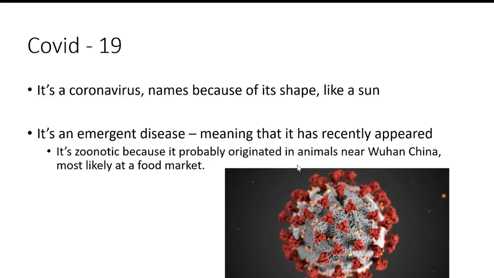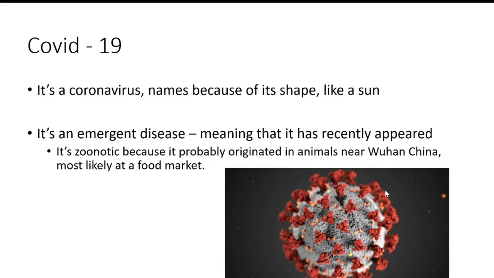Now let's talk about COVID-19. It's in a group of viruses called coronaviruses because they are shaped like the sun or a crown. We call it an emergent disease, meaning that it has recently appeared. It's zoonotic because it probably originated in animals near Wuhan, China, most likely at a food market. Most viruses that impact humans have origins in other organisms. If you heard people talk about H1N1, it's often called swine flu because it originates in pigs. We have other strains called bird flu or avian flus. In the case of HIV, we've found its source of origin in chimpanzees. So zoonotic means it originates in a different group of animals, zoo meaning animals. You're going to hear newscasters say zoonotic, but technically you're supposed to say zoonotic. So it's an emergent disease meaning new.